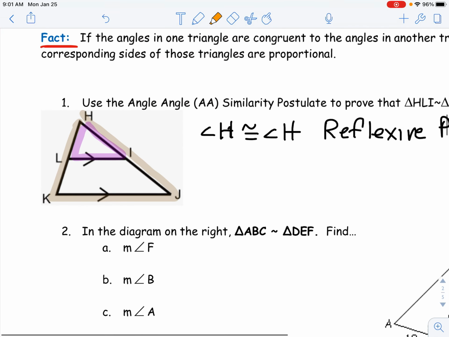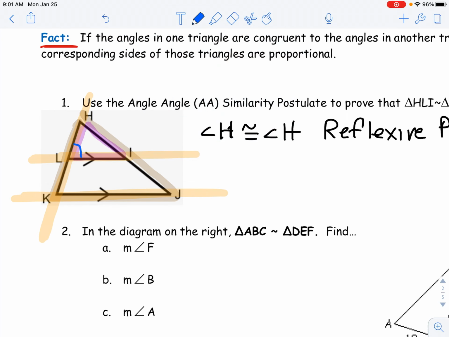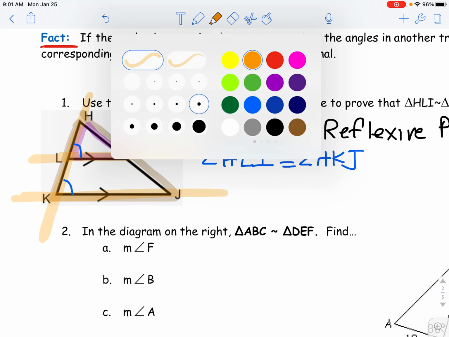All right. Furthermore, something we haven't talked about in a while, but this is great review, and this would be true for both remaining angles. We have parallel lines cut by a transversal. Something we can't forget is that this angle and this angle are congruent. And we're going to be very specific on how we name this. We've got angle HLI, and it's going to be congruent to angle HKJ.